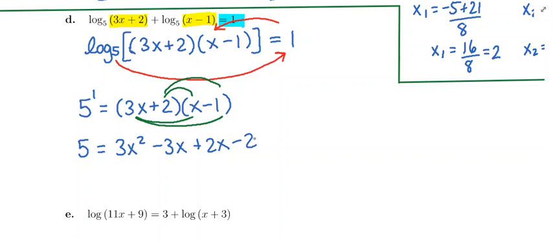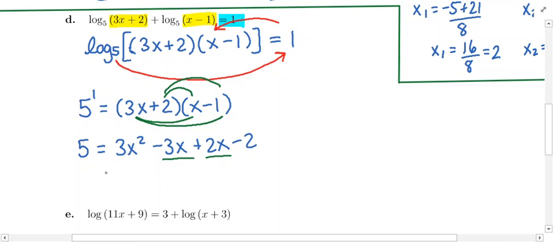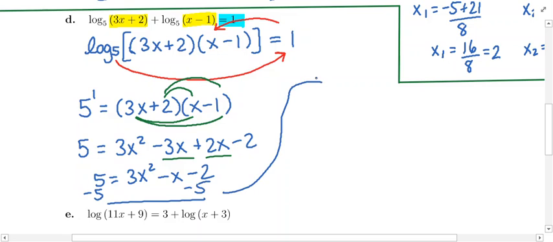So we need to combine like terms and we need to make one side 0. I can combine these x terms here. So I'm going to get 5 is equal to 3x squared minus x minus 2. And to get one side equal to 0, I'm going to subtract the 5 from both sides. So that will bring me to right here: 0 is equal to 3x squared minus x minus 7.